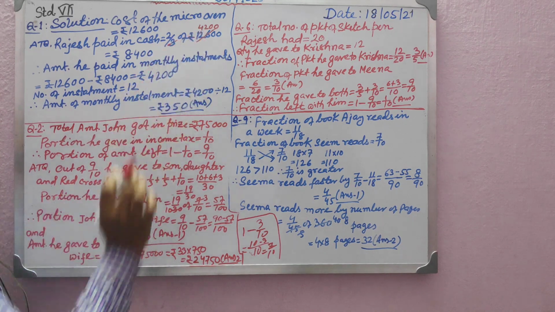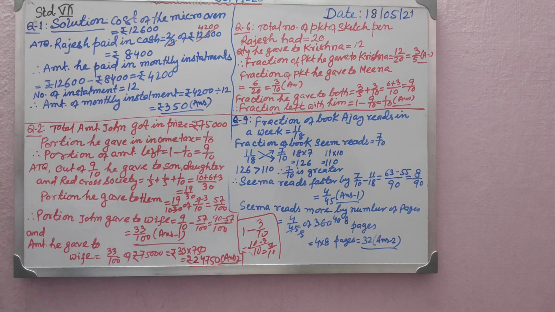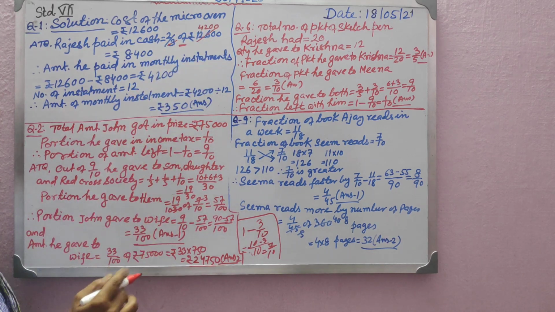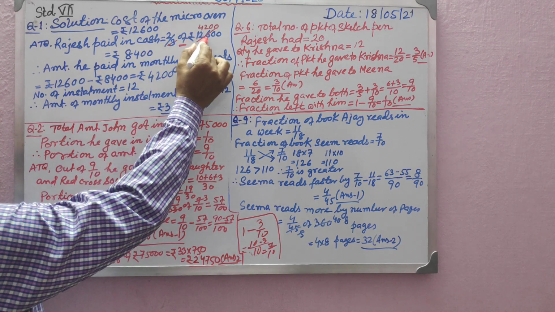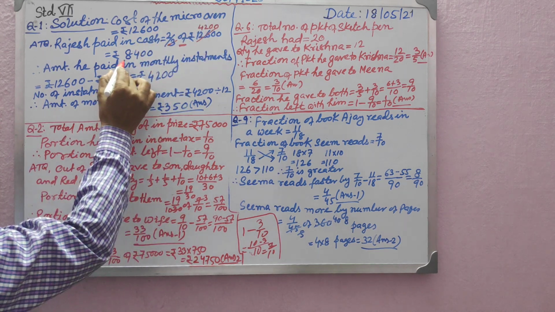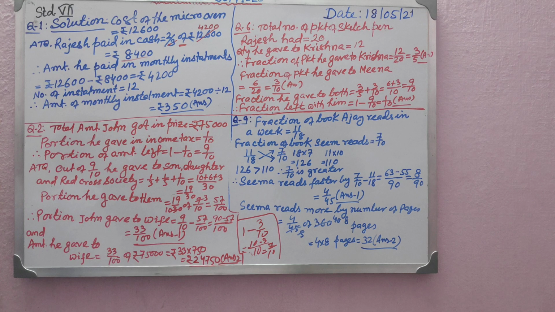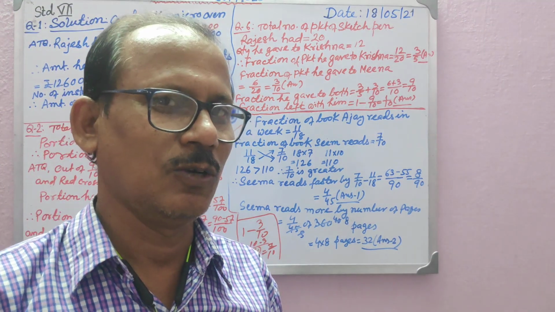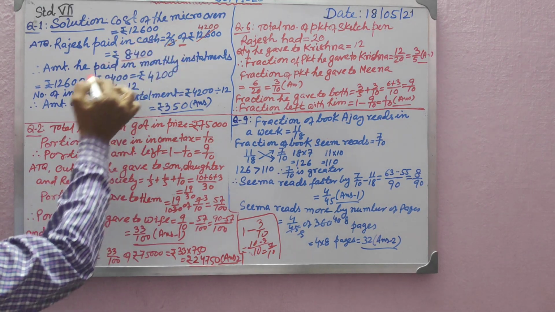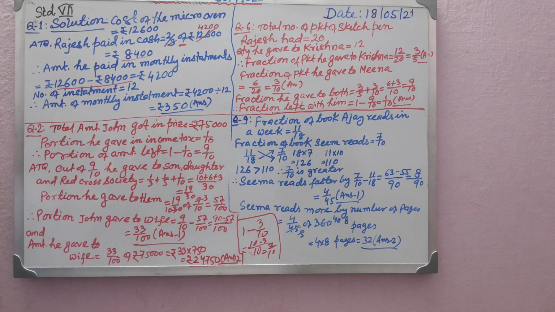So 2/3 of 12,600 we find out. Of means multiplication. 2/3 of 12,600, the 3 will cancel: 4 threes are 12 and 2 threes are 6, so 4200. So 2 into 4200 will become rupees 8,400. Rupees 8,400 Rajesh has given in cash. Okay, now how much money is left? Money left is 12,600 minus 8,400, which is equal to 4,200 rupees.